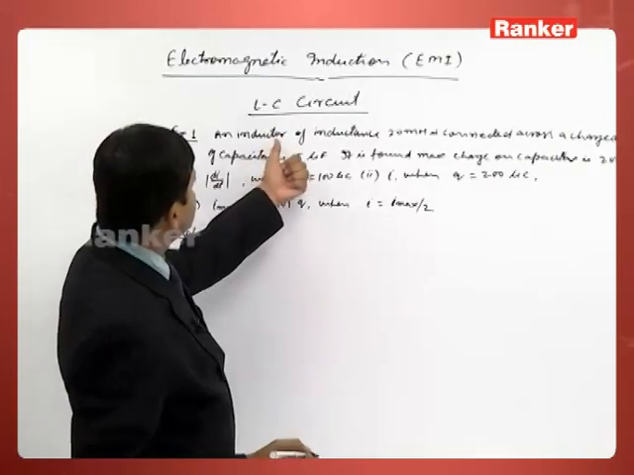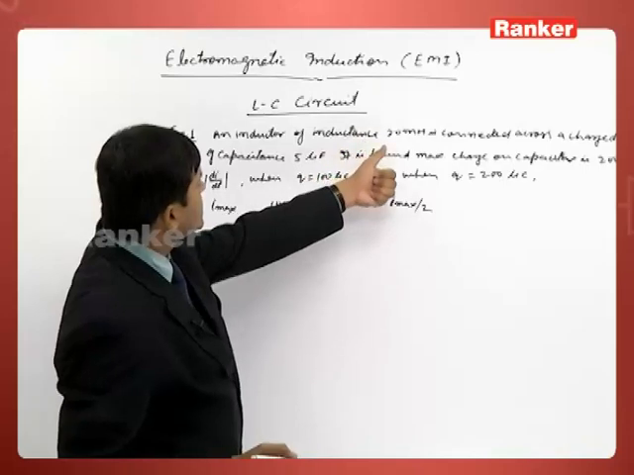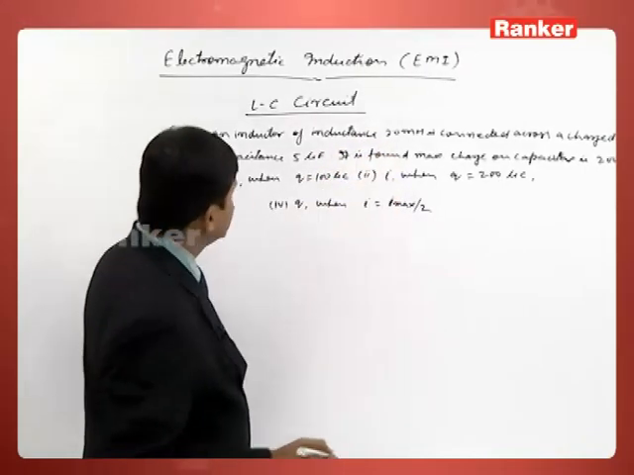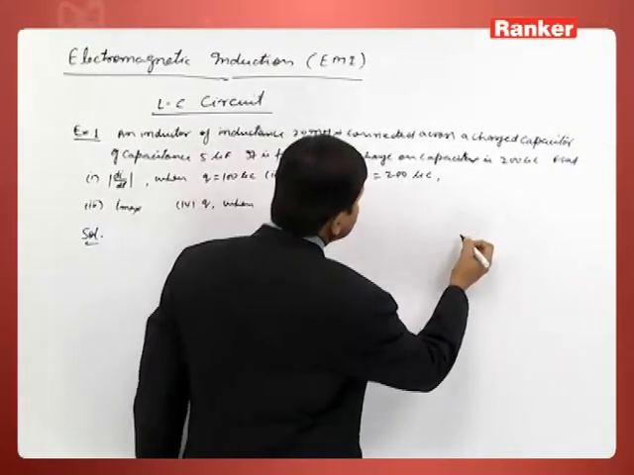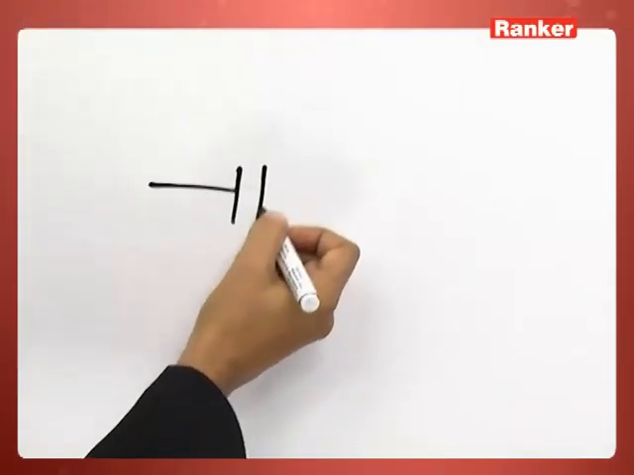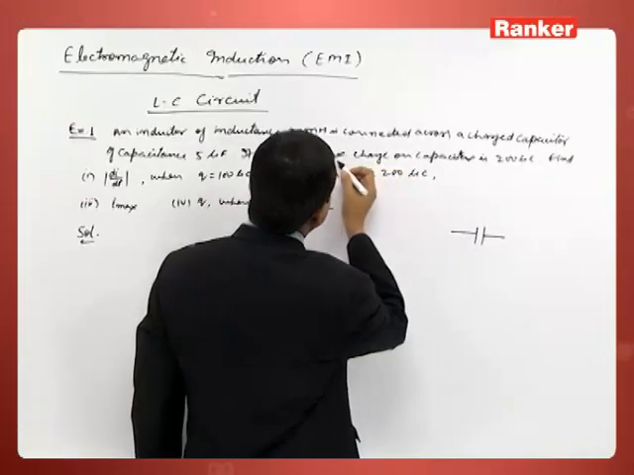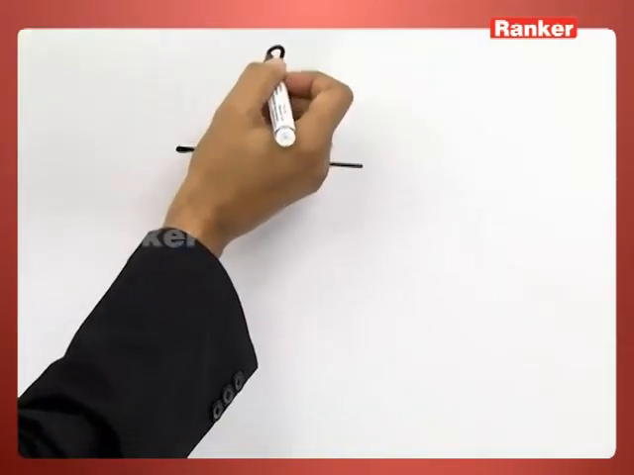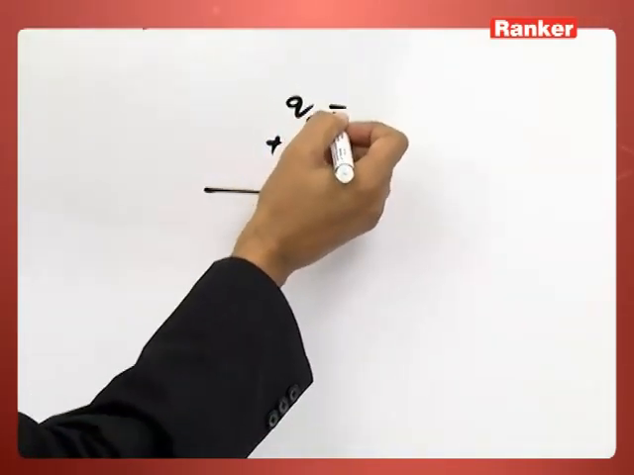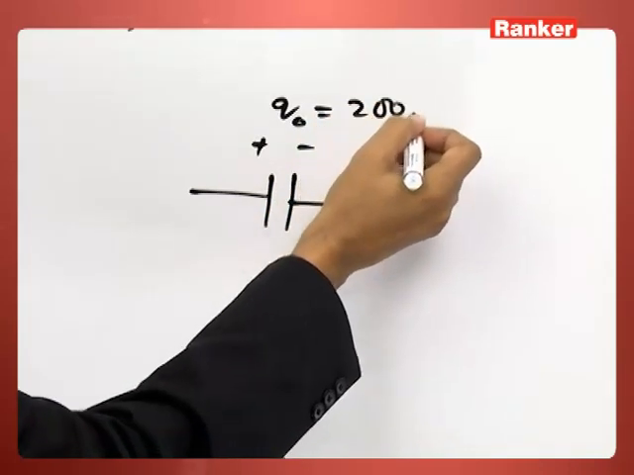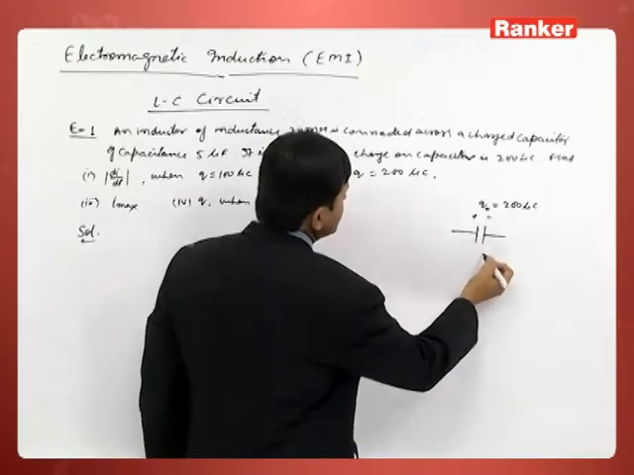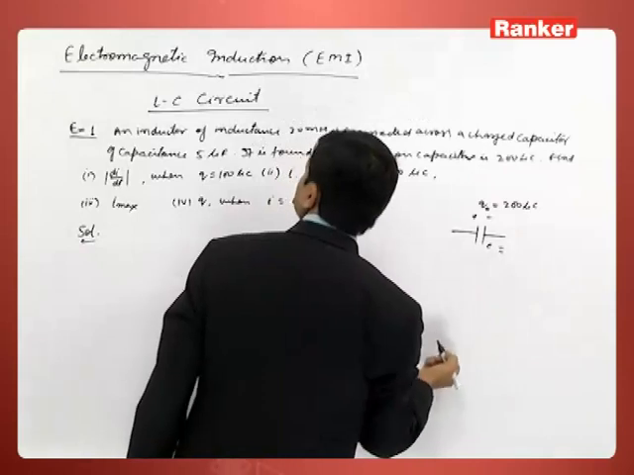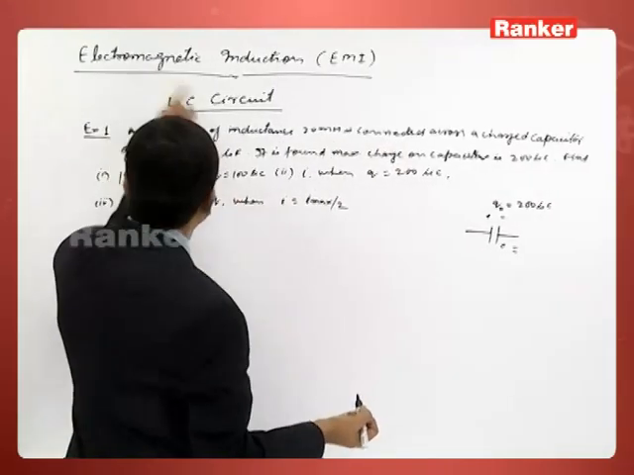It is given that an inductor of inductance 2 mH is connected across a charged capacitor. It means the capacitor is already charged and has maximum charge here, 200. So let this be your charged capacitor, maximum charge Q naught, 200 microcoulomb, and its capacitance is given here as 5 microfarad.